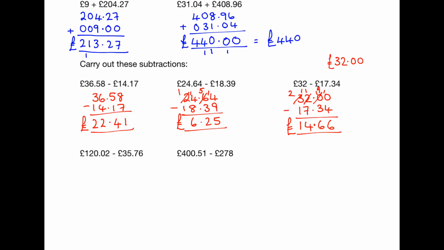Okay, now, not sure if I'm going to be able to squeeze this one in here actually. So £120.02. Actually, what I'll do here is I'll just put this underneath because I think I'm possibly going to run out of space to write on here. So we're going to do £120.02, take away £35.76. And because of our lining up, remember that's where it needs to go. Okay, so 2 take away 6.